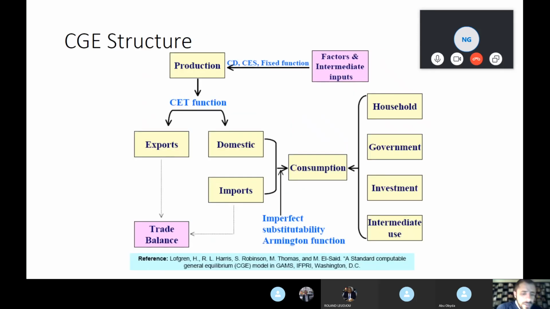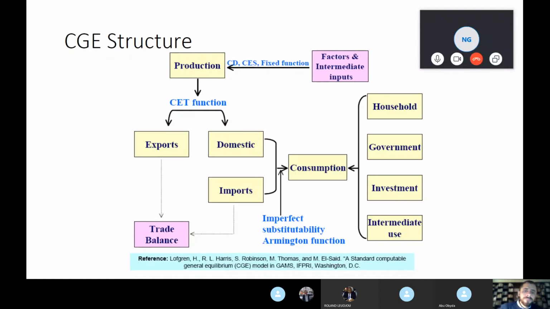For the structure of the CGE, I'm going to start with the production side. In order to produce, as you can see here in the upper left side of the slide, we have the production, and the production is based on different factors of production and intermediate inputs, because we need factors of production, labor and capital, land sometimes, and intermediate inputs. So we combine them in order to produce, and once they are combined together, we can have the production.